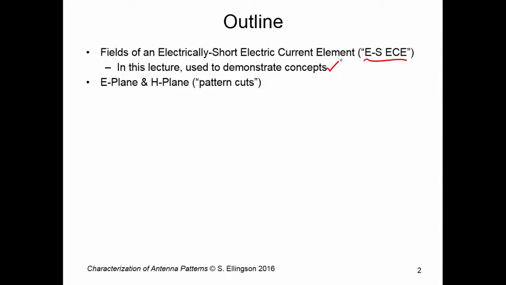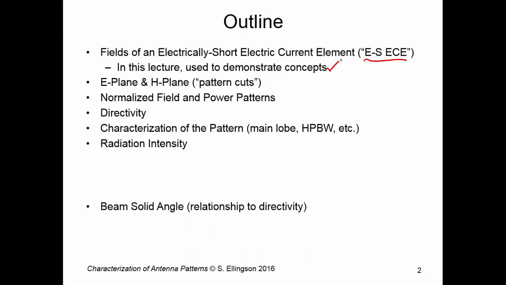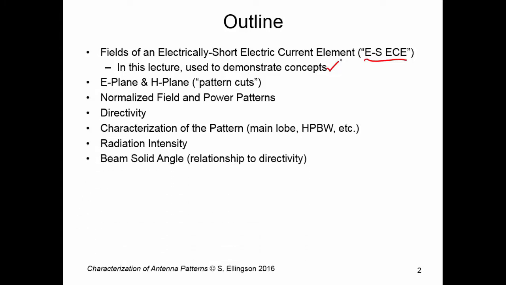I'll explain what those are, sometimes referred to as pattern cuts. Then I'll define and give you examples of normalized field and power patterns. We'll talk about directivity. Then I'll talk about characterization of the pattern. So this is where we talk about main lobe, half power beam width, and other pattern concepts. Radiation intensity, beam solid angle, and then gain and efficiency.